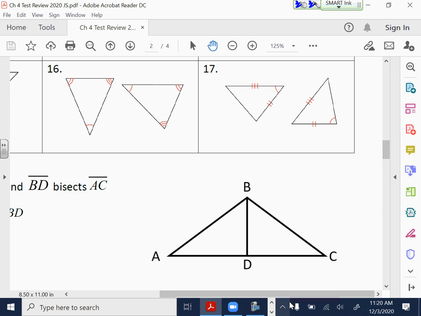And let's look at this last one. We have side, angle, side. So they are congruent with side, angle, side. Again, the only reason this one works is because the angle is in between those two sides. You have to be careful with that.